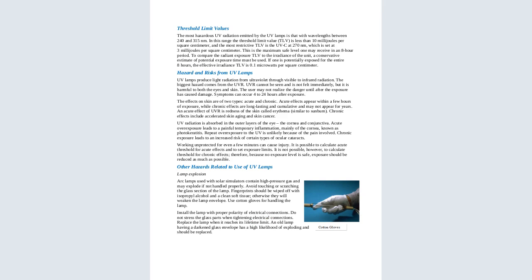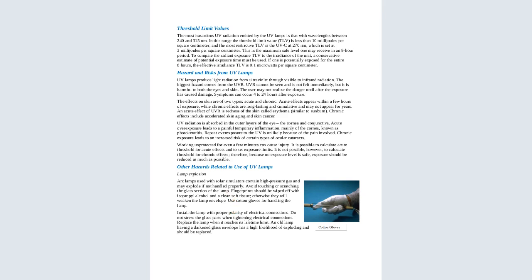Threshold limit values: the most hazardous ultraviolet rays emitted by the UV lamps are those with wavelengths between 240 and 315 nanometers. In this range, the threshold limit value, the TLV, is less than 10 millijoules per square centimeter, and the most restrictive threshold limit value is for UV-C, at 270 nanometers, which is set at 3 millijoules per square centimeter.